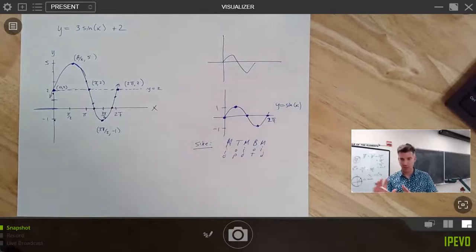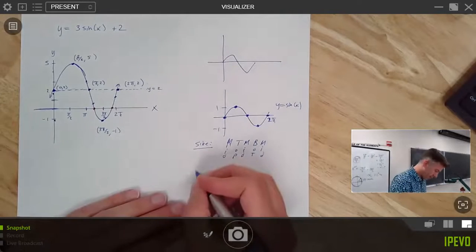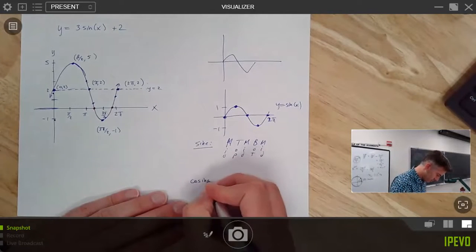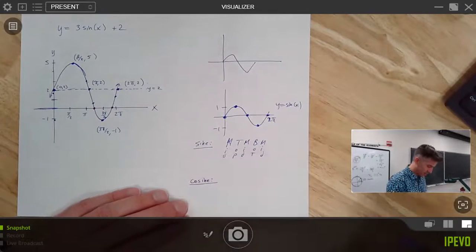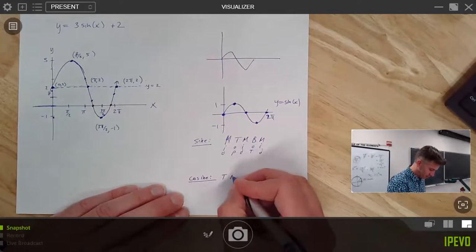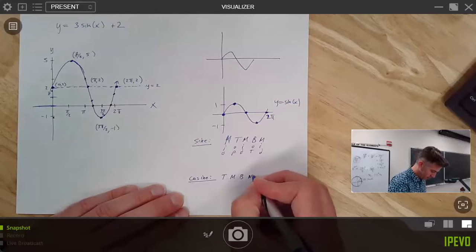And sorry, there's one last thing I want to say. For cosine, the pattern that I always think of is top, middle, bottom, middle, top.